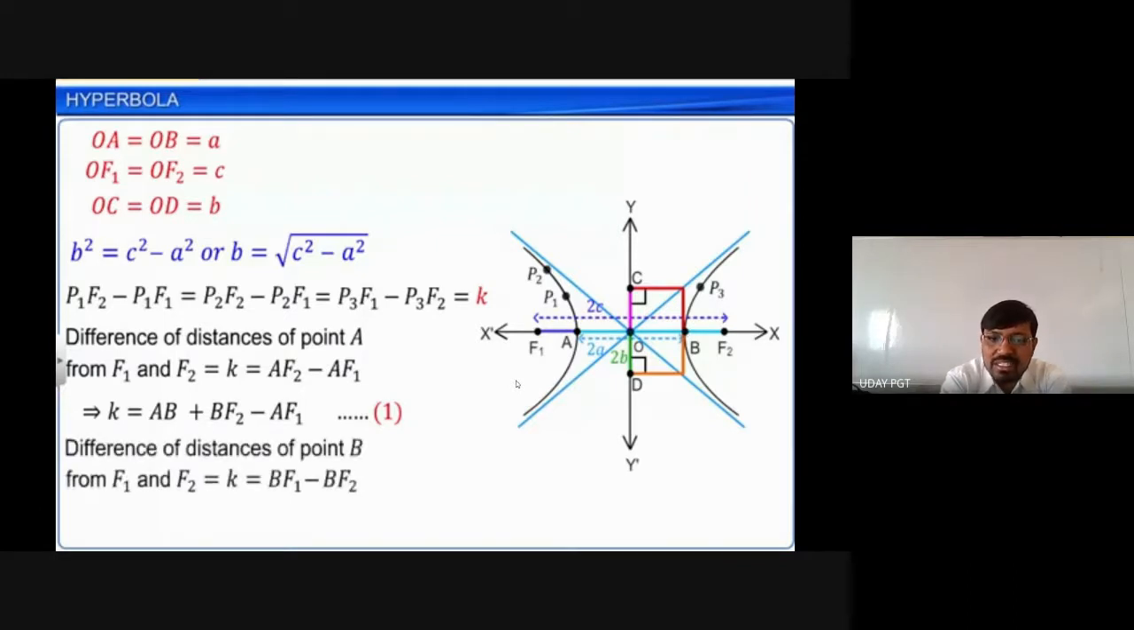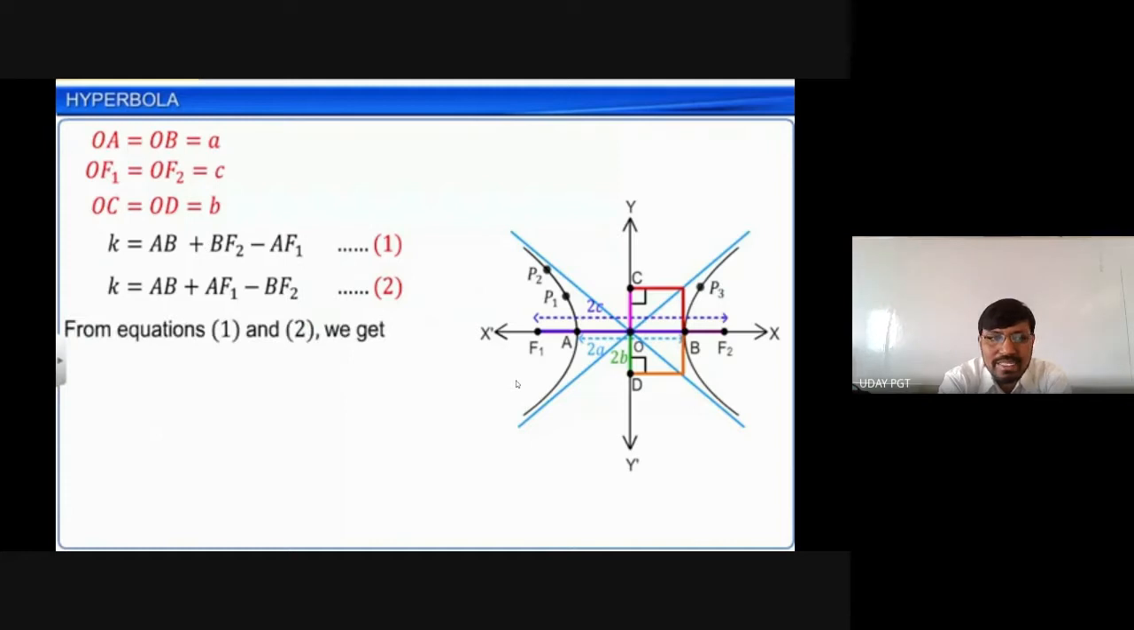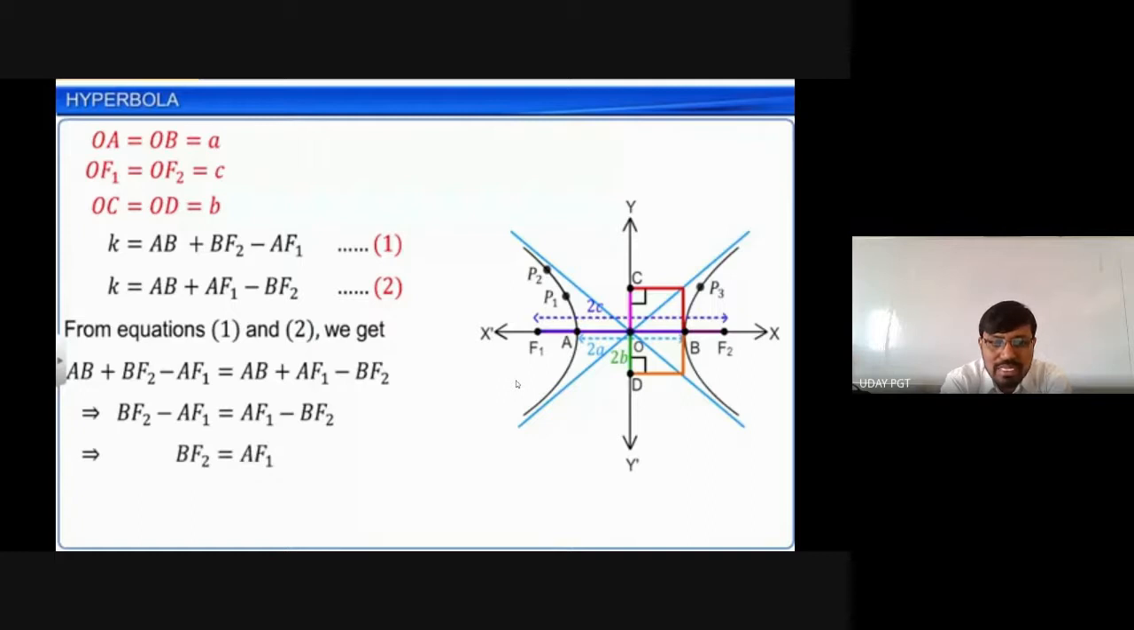And the difference of the distances of the point from F1 and F2 is BF1 minus BF2, because that is also constant now, because A and B are points on the hyperbola. So that can be written as AB plus AF1 minus BF2. You consider this as the second equation. These both constants are equal, and AB will cancel here. So BF2 is equal to AF1, we are going to get at the end.